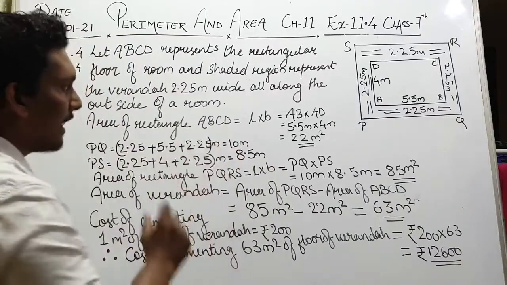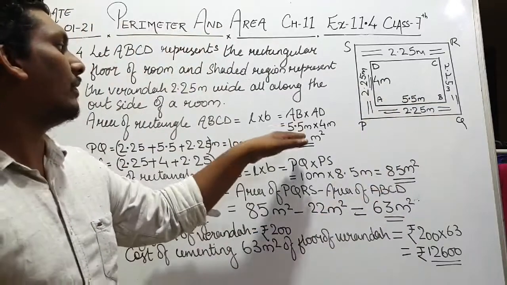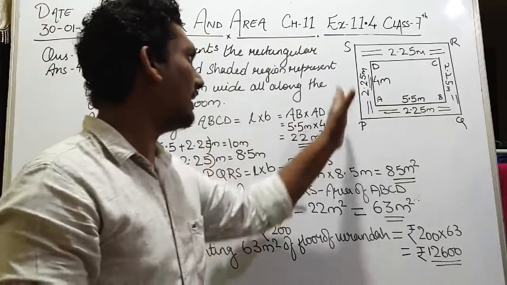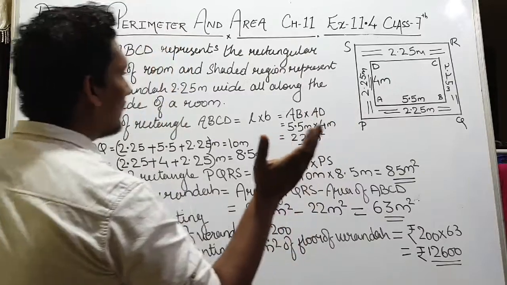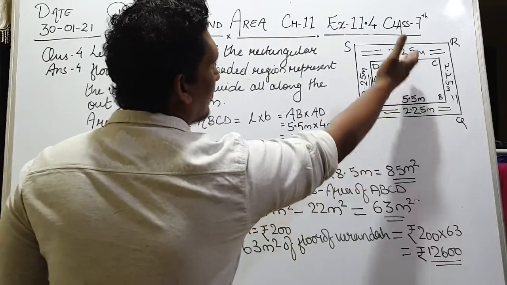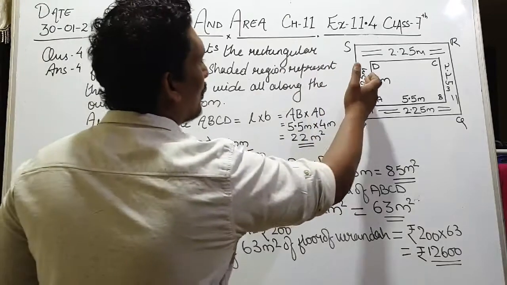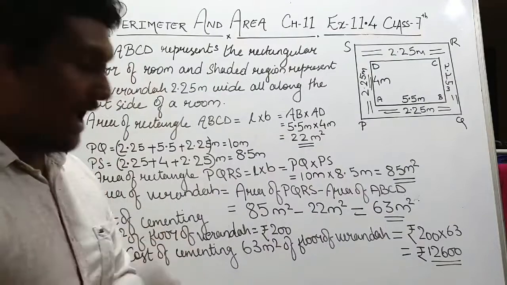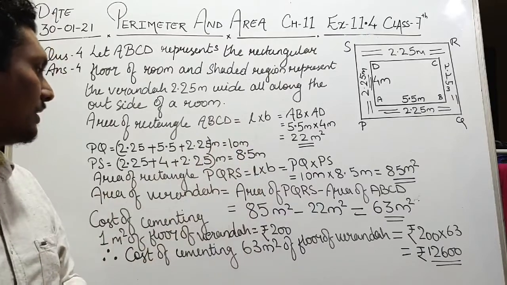So first we will find the area of rectangle, that is ABCD. So 5.5 into 4 meter, so we will get 22 meters square. Now come to the next part, that is PQRS. We are talking about the length. So PQ includes 2.25 meter plus 5.5 plus 2.25. Same way PS, we are talking about the breadth. So 2.25 plus 4 meter plus 2.25. So when we add these, we get 10 meter and 8.5 meter.